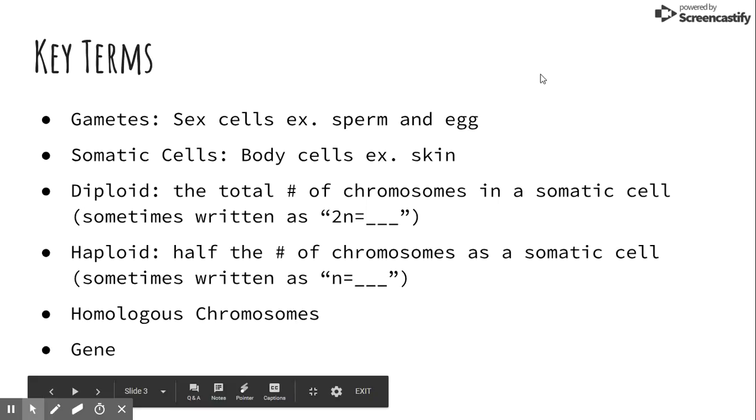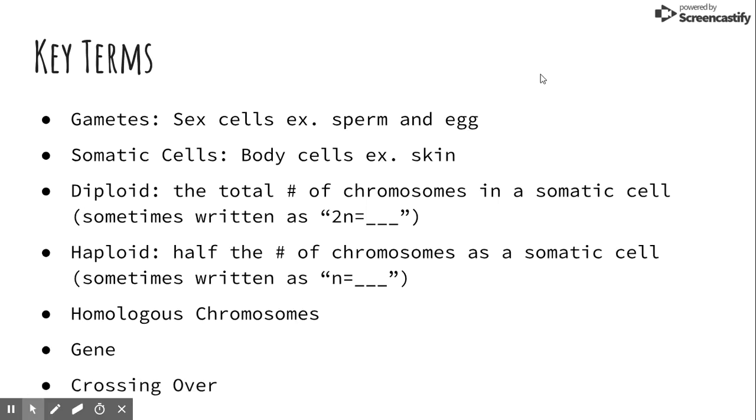So I want to talk about some key terms that you're going to need to know. The first is gametes, and you're going to need to know somatic cells. Gametes are sex cells. These are things like sperm and eggs. These are the things that are the result of meiosis. Meiosis is trying to get gametes produced. Somatic cells are body cells. An example would be a skin or liver cell. Just a normal body cell is a somatic cell.